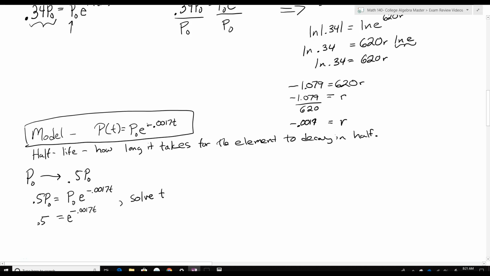In this case, because we're given no specific starting amount, we can just assume that we're going to get half, and we can put in 0.5 instead. So now I've got this. Just like in the last problem, I'm going to take the natural log. So the natural log of 0.5 is going to equal the natural log of e to the negative 0.0017 t.